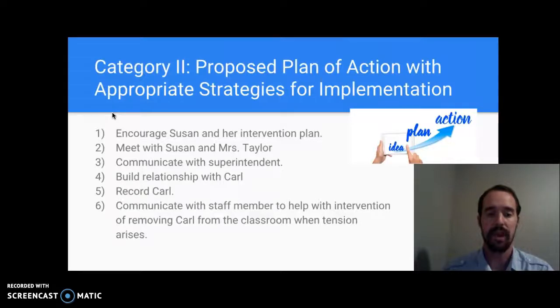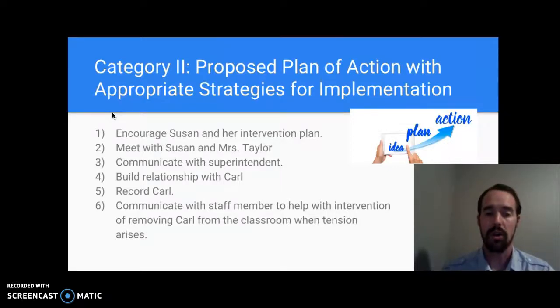I'd want to make sure that I communicated with the superintendent. I'd want to start building a relationship with Carl. We're short on resources, so it's important for me to be able to step in and help as needed.